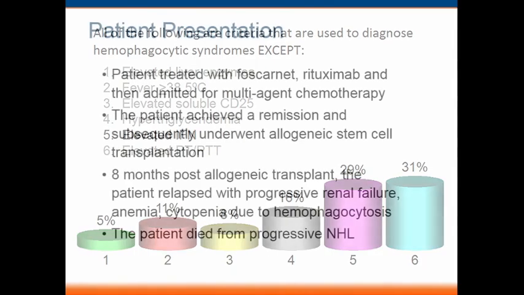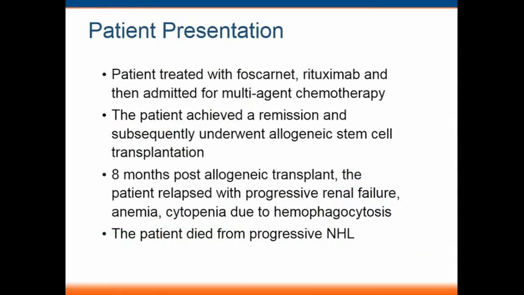So a little bit further with this patient. The patient was treated with foscarnet and rituximab directed at the Epstein-Barr virus and then received multi-agent chemotherapy. Initially they received CHOP. They got not very good disease control. They subsequently received a carboplatinum-based combination and achieved a remission, and subsequently underwent allogeneic stem cell transplant from an HLA-compatible sibling. And the patient remained well.